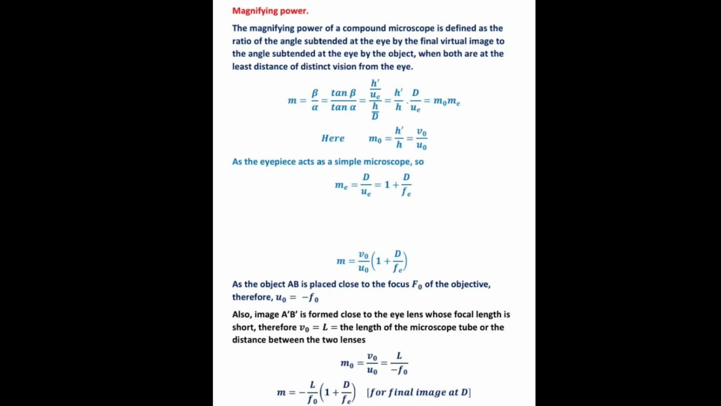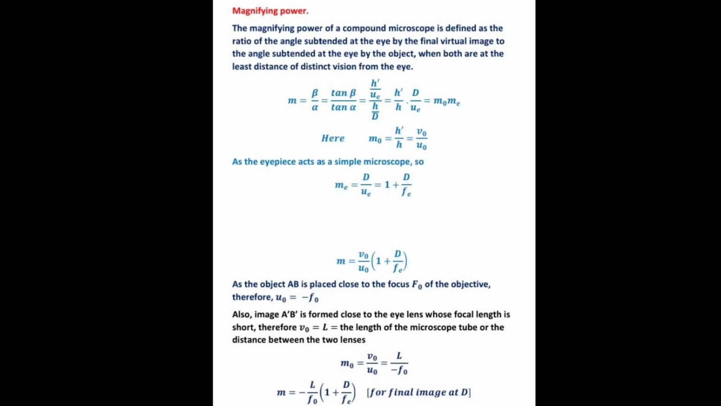Now about the magnifying power of a compound microscope. This is the ratio of the angles: the angle subtended at the eye by the final virtual image, that is A''B'', to the angle subtended at the eye by the object when both are at the least distance of distinct vision from the eye. So we have the formula m is equal to beta divided by alpha. Beta and alpha are the respective angles subtended at the eye by the final virtual image and by the object. As the angles are small, we can apply the trigonometric functions: tan beta divided by tan alpha.